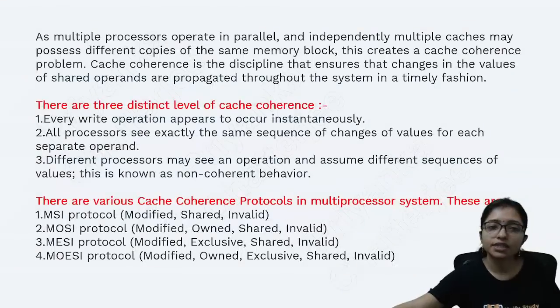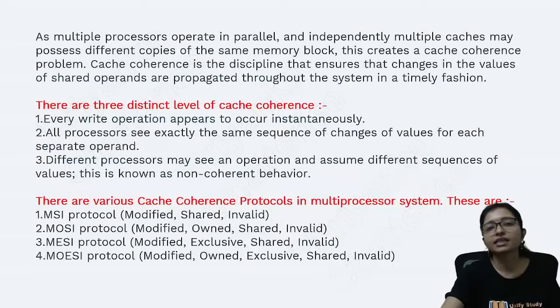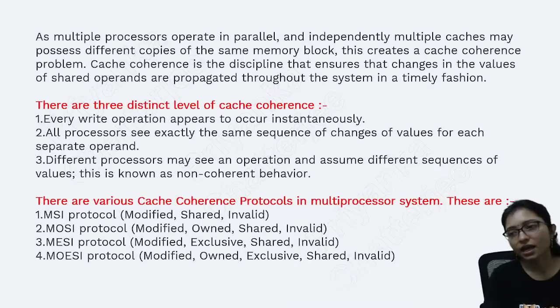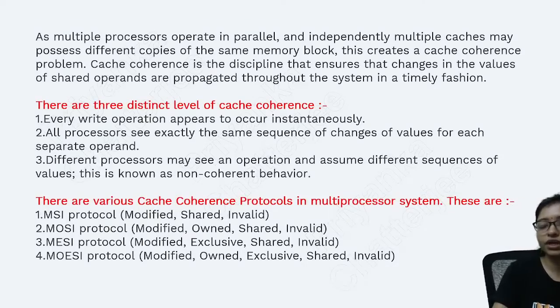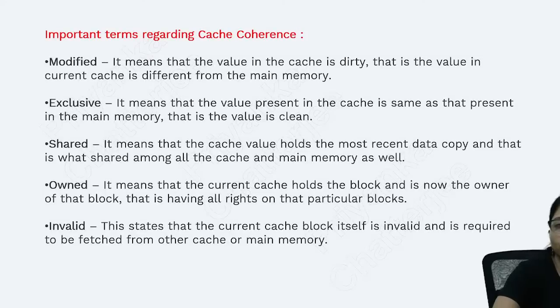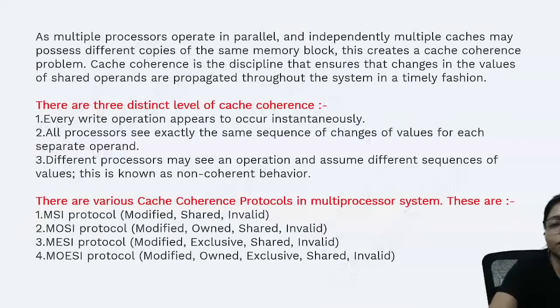repetitively. Now tell me, here you can see there are distinct levels of coherence. If you want to go into detail, you can go for it. I am not going into that much detail, but those who are interested, you can go for it. And these are some important cache coherence related terms: modified, exclusive, shared, owned and invalid. Through these states only you are able to access.